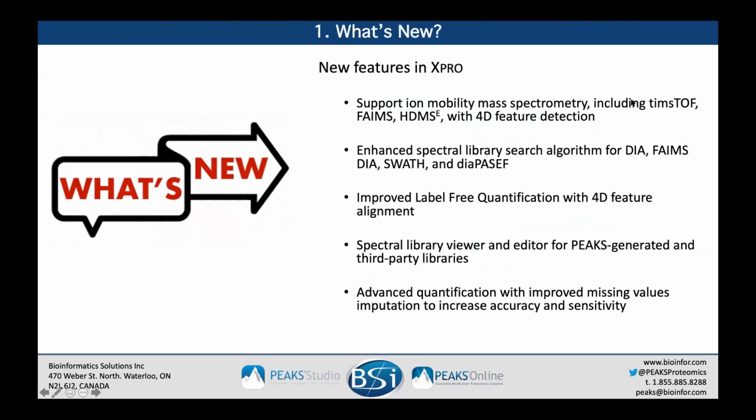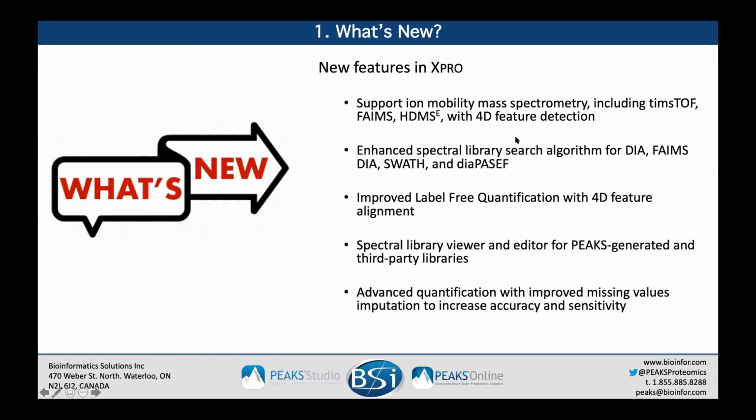And so what we have included in this new version of PEAKS is primarily support, or better support, for ion mobility mass spec. This includes timsTOF. We've put in full support for FAIMS, which we didn't have before. We've worked hard on HDMSE support. And across all of these, where we've strived to put in a lot of effort is the ion mobility dimension, so we can essentially use the fourth dimension in feature detection.